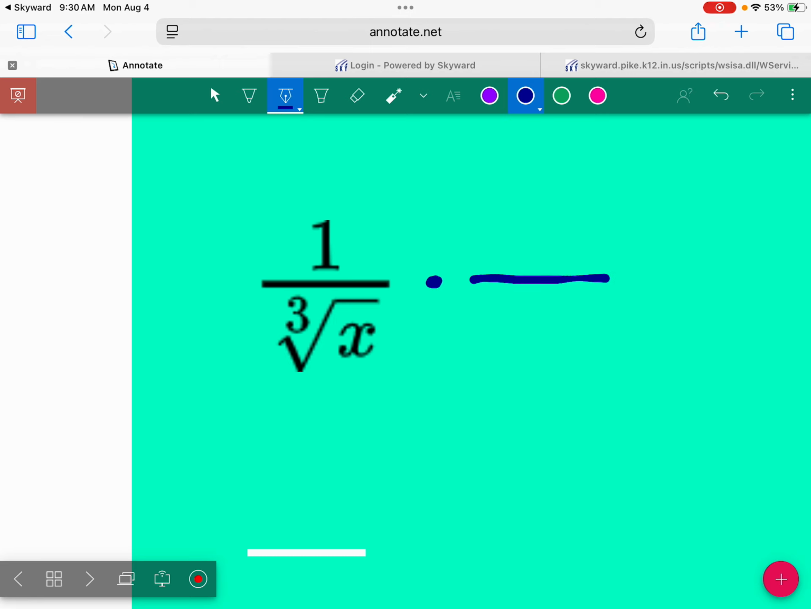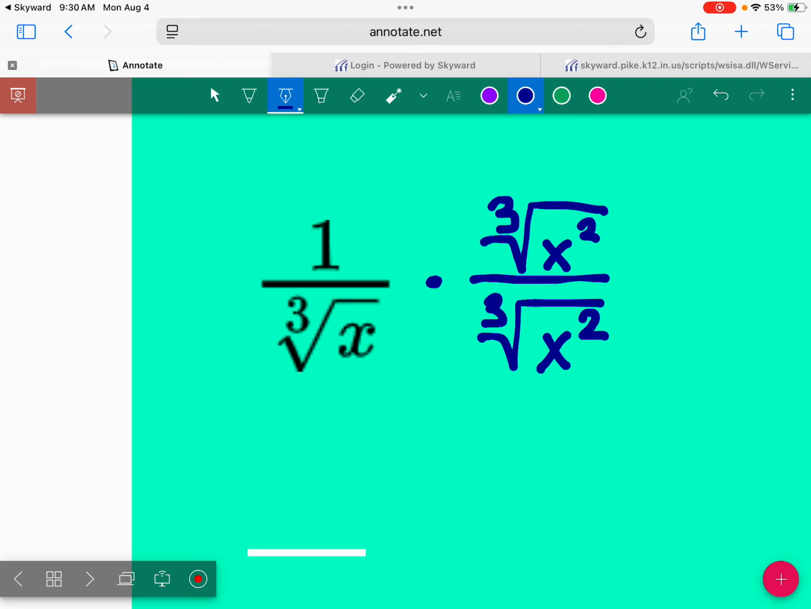So if we have 1 over the cube root of x here, I want to get this cube root of x to have 3 things. So I don't want to multiply it by just x, because that'll only give me 2, and that's still not going to be better. But if I take this to be x squared, but again, I need this to be a funky looking 1, x squared.